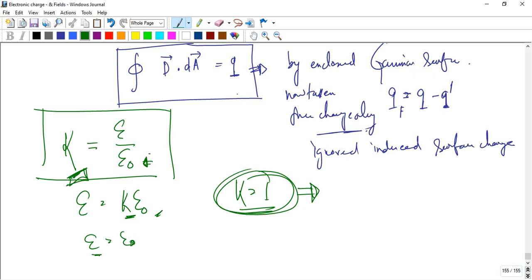So we complete chapter 2, and next class we will solve some important numericals.